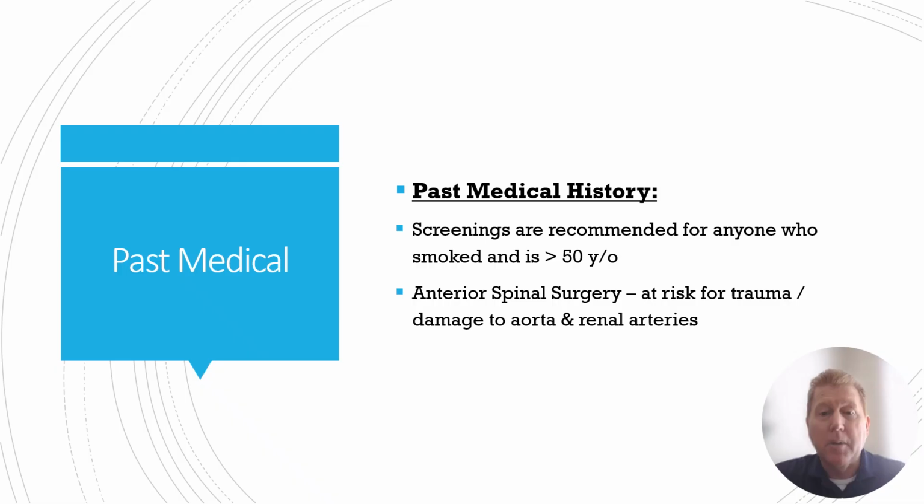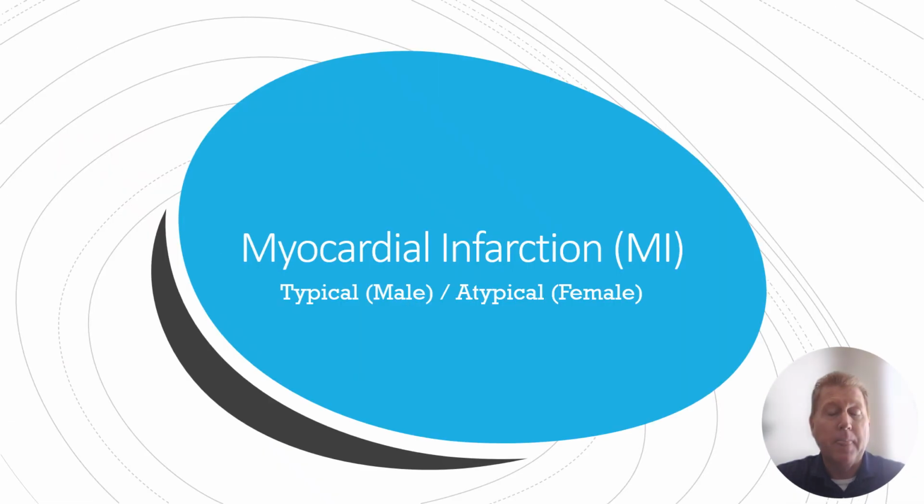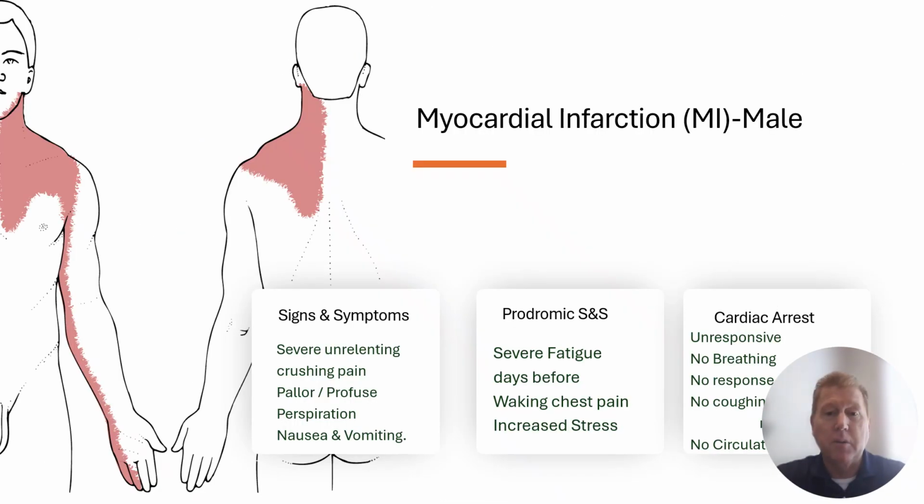Somebody that may have smoked in the past, had some anterior spinal surgery. Anterior spinal surgery meaning they went through the abdomen to get there. There's just a risk of trauma to the aorta and possibly the renal arteries, and so we're keeping track of past medical history for them. And then now we move into the actual heart attack presentations for both male and female as our other cardiovascular event here.